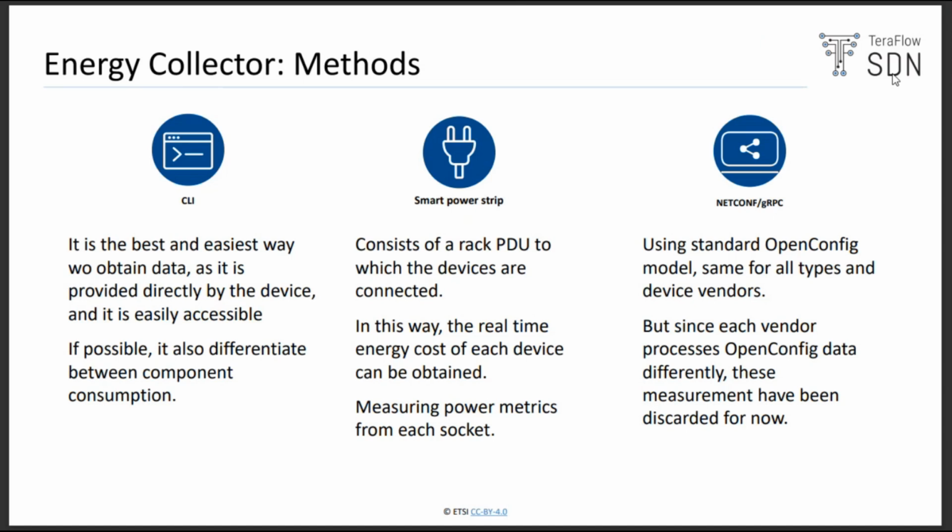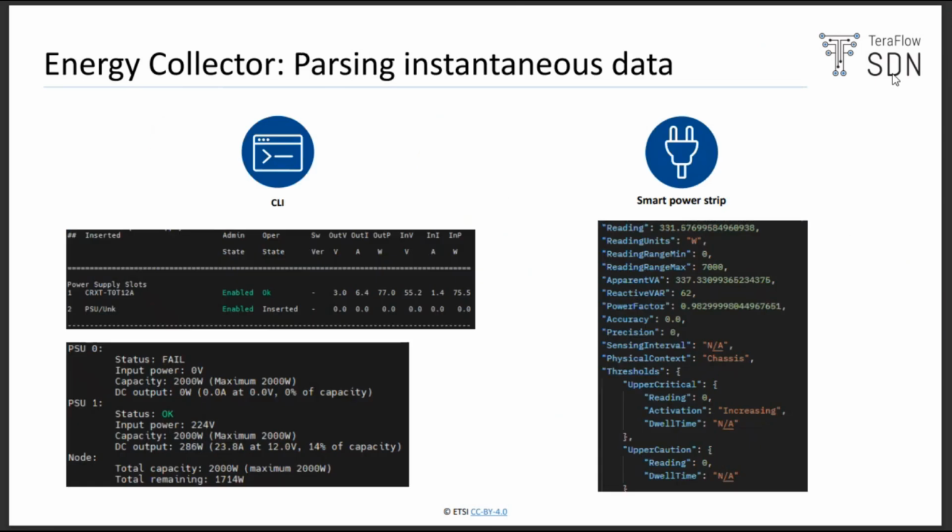And then the third one is using NETCONF with some standard models with OpenConfig, but for now we are not going to use it. We have discarded it because it's not well implemented in all the vendors, so we're having some problems. So with that, we are going to use the two: the command line interface and the smart power strip.